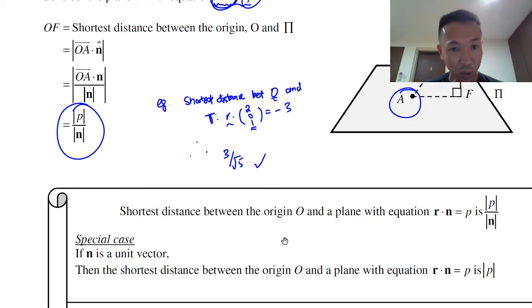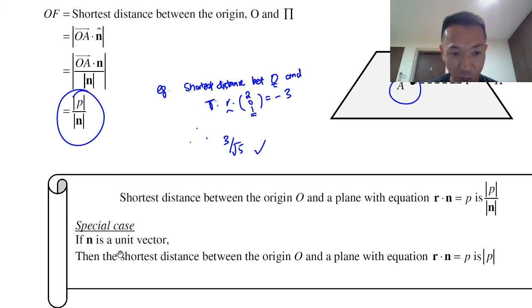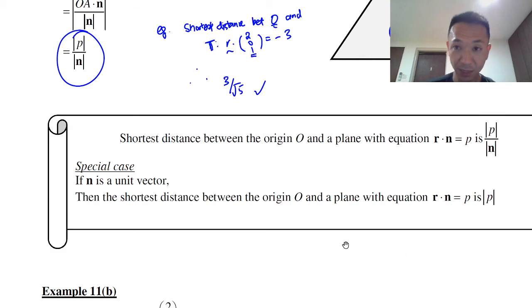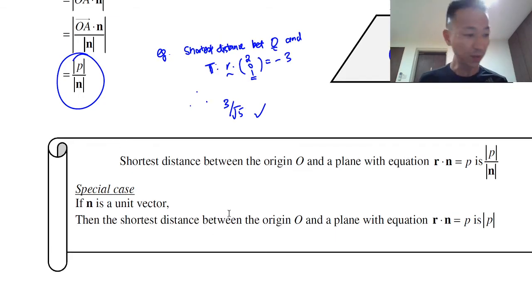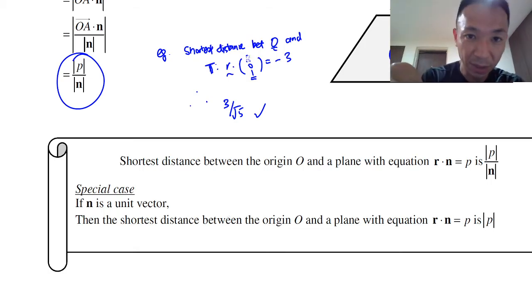Get it? So if your n happens to be a unit vector, then it's even simpler. Because your magnitude of n is 1, so it will just be mod p. Yes, this is a special case I want to raise to your attention. Actually, there is not much calculation to be done. It's just by observation. Let me use another example.